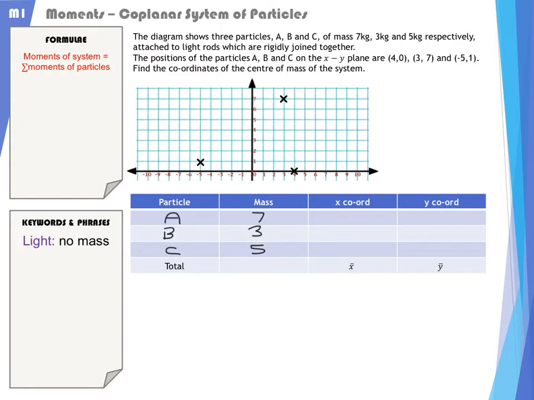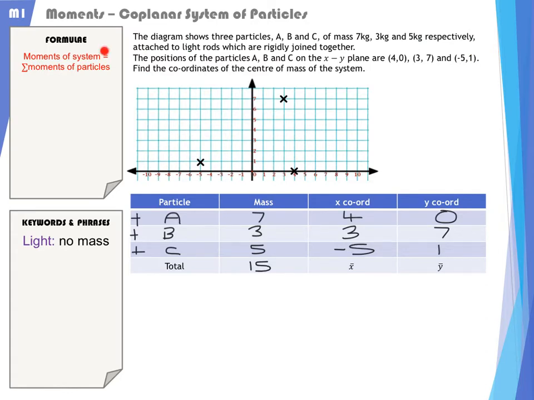As they're in coordinates already, that's really helpful. It's obviously possible that you might get a diagram where you'd have to interpret the coordinates yourself, but hopefully that should be something you're comfortable with. So A has coordinates 4, 0, B has 3, 7, and C has -5, 1. So again, exactly the same way as before, for our total mass we're not taking anything away, we're adding all of it together. So total mass is 15.